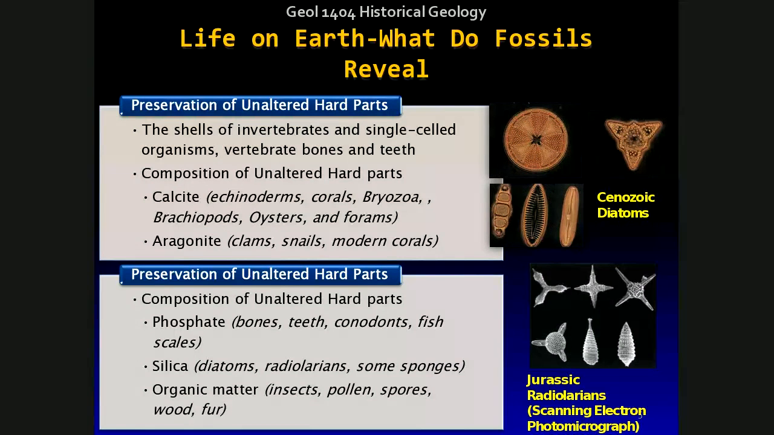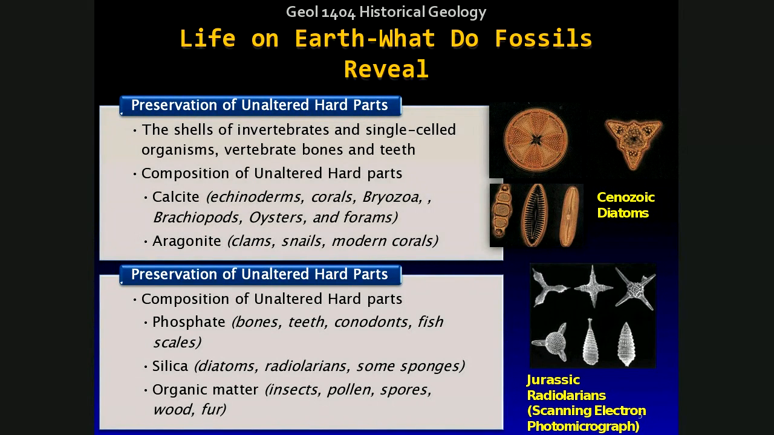Now, we'll talk about different types of preservation that lead to the formation of fossils. First, we'll talk about preservation of unaltered hard parts. We do find hard parts in their unaltered conditions. Good examples for these can be bivalves, for example, the types of shells you will find in the nearshore environments, right? Or snails, or corals, right?